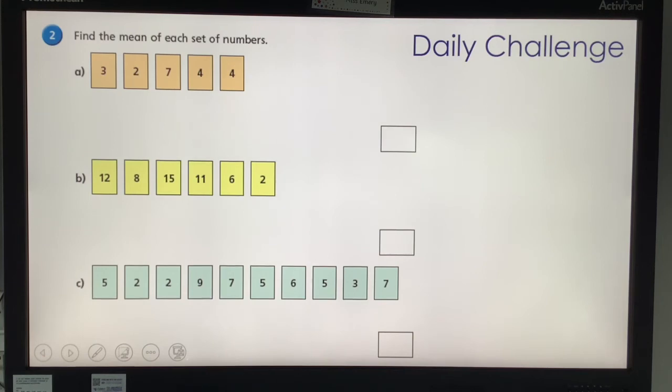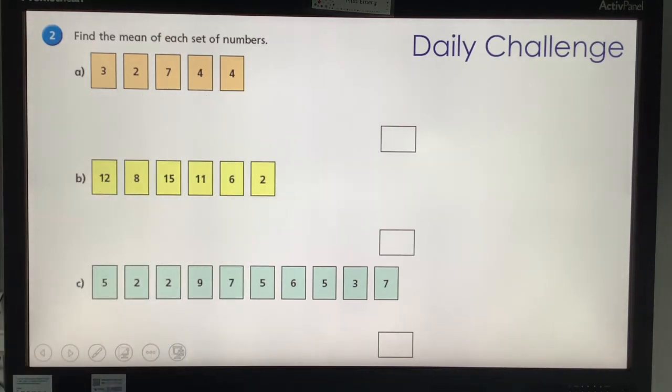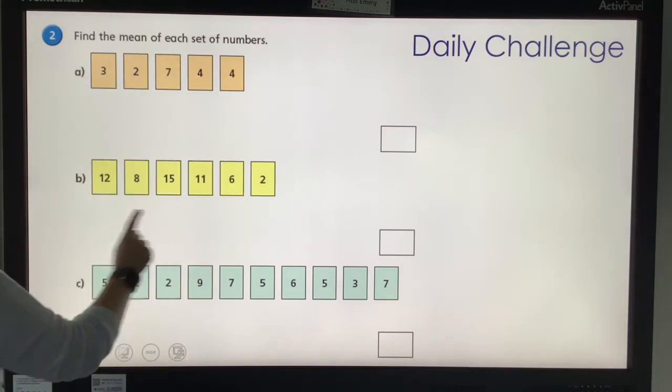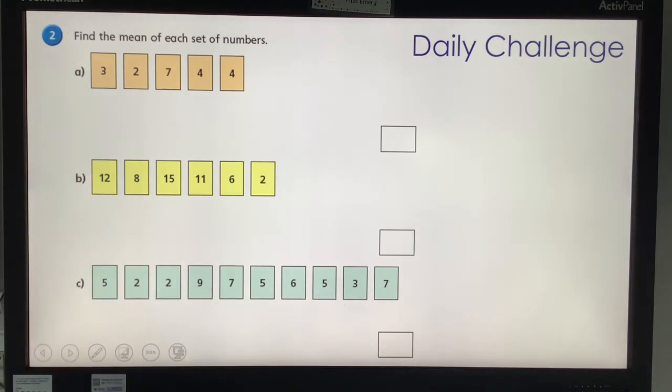So, over to you. What I would like you to do is to find the mean of each set of numbers. So can you see how you've got some numbers here and then a box, and then some more numbers? What I would like you to do is find the mean of these, find the mean of these, and find the mean of these. Pause it, have a go.